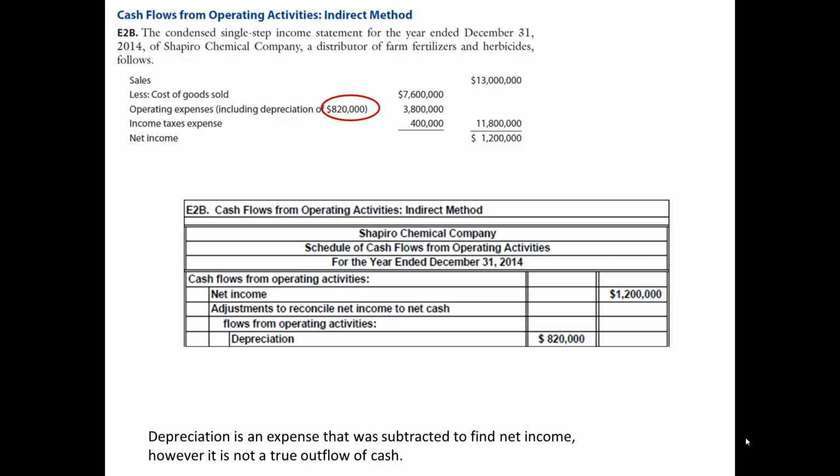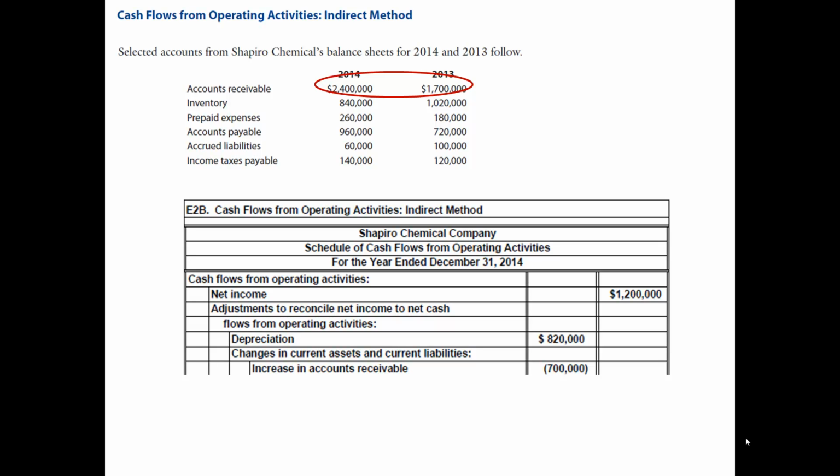Then the next thing you would look at would see if you had gains or losses. And in this section, gains are subtracted from our net income and losses are added back in to our net income. But in this example, we don't actually have any. So after gains and losses, then we look at our changes in our current assets and current liabilities.